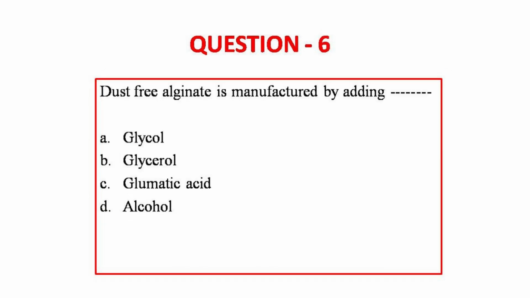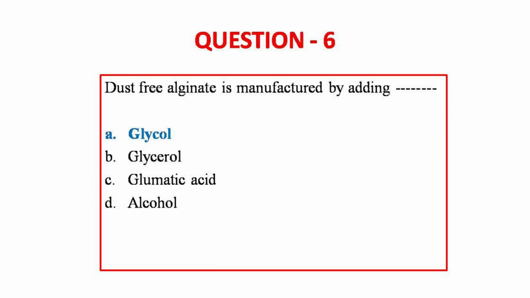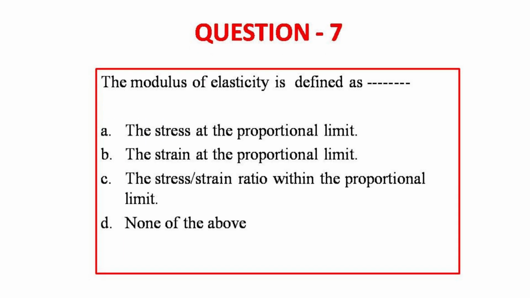Question number 6. Dust-free alginate is manufactured by adding dash. Dust-free alginate is manufactured by adding glycol, glycerol, glutamic acid, or alcohol. The answer is glycol. As we all know, since the normal alginate is prone to cause silicosis, there is a need for dust-free alginate, so it's used.